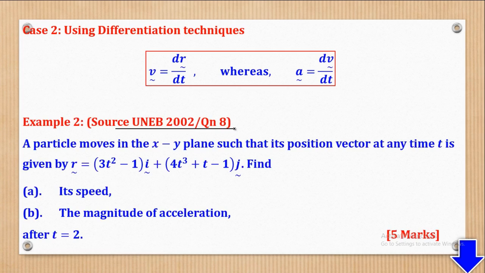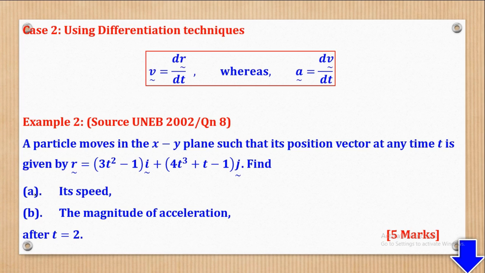2002 paper 2 question 8, and it says a particle moves in the xy plane such that its position vector at any time t is given by r equals (3t squared minus 1)i plus (4t cubed plus t minus 1)j. How do you know that is variable? You know that's variable when there is t in the expression. So r is a function of t. That is enough proof to show you that you are dealing with variable parameters.